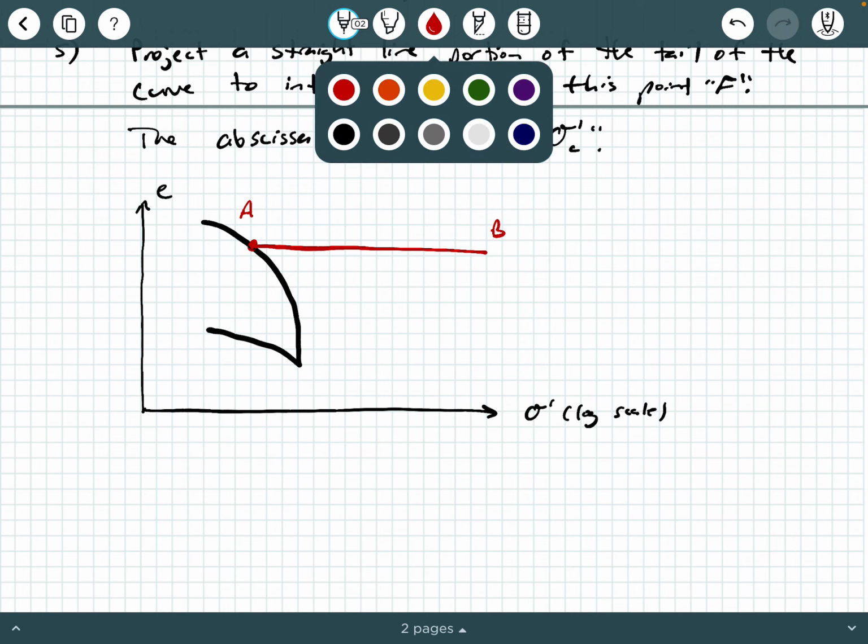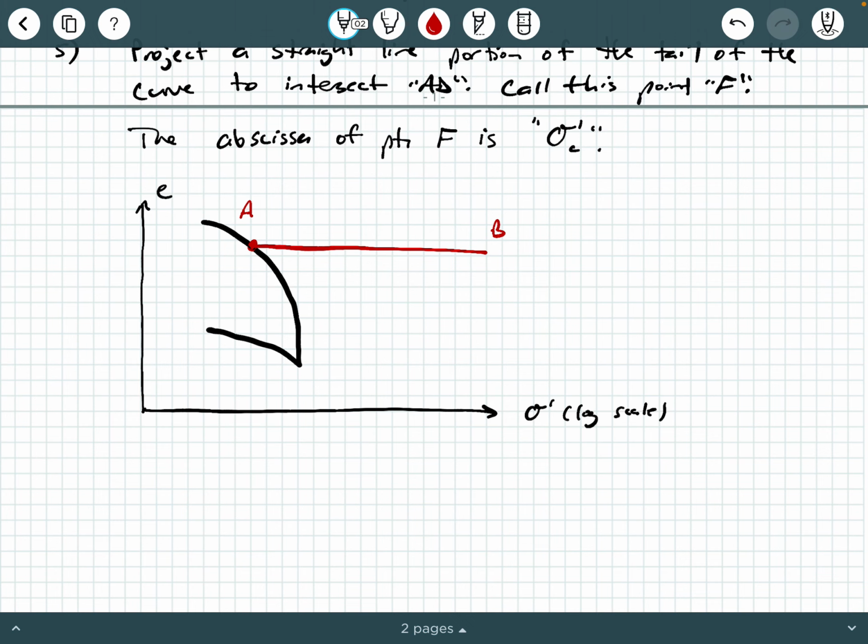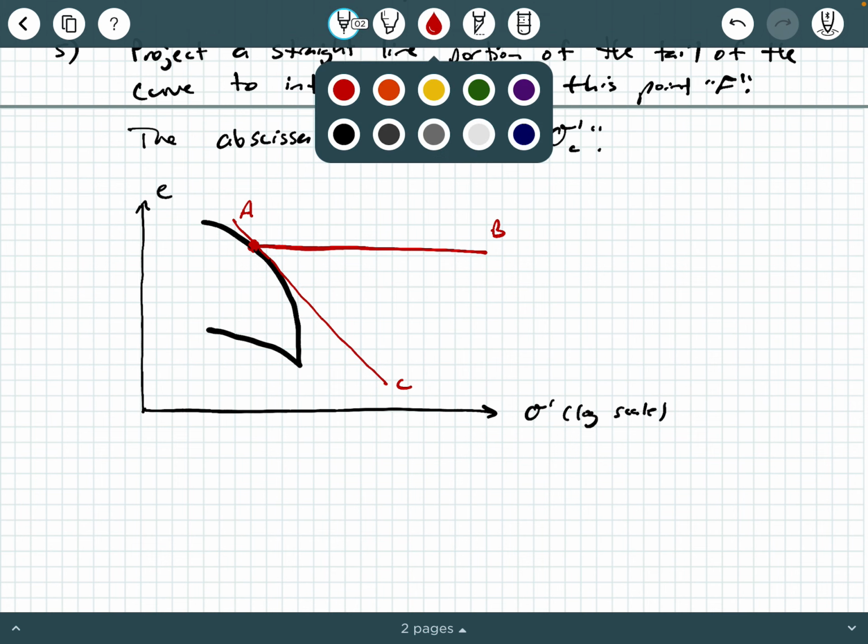Let's keep it red for now. We're going to draw this tangent line at point A, and give this one a name, AC. Again, it's tangent at point A. Point A is the tangent point for line AC. So that's step three. Now, step four says bisect this angle. We've generated an angle here, BAC, okay? We're going to bisect this angle, which basically means cut it down the middle, and we're going to call that line AD, okay?